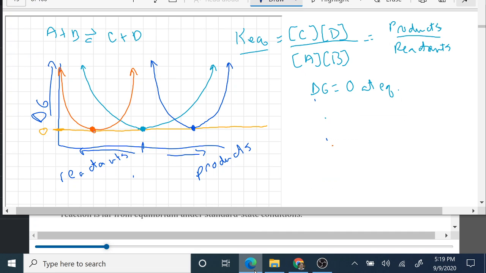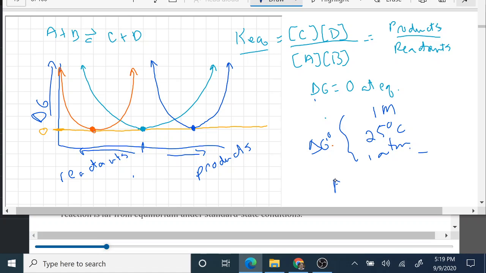So what does that mean? It means that, remember that standard state is 1 molar for concentration for all of our solutes. It's going to be 25 degrees C for our temperature and 1 atmosphere of pressure. So this is delta G naught, okay?